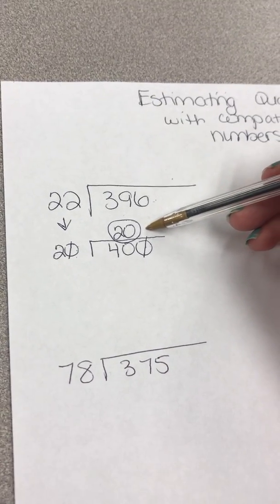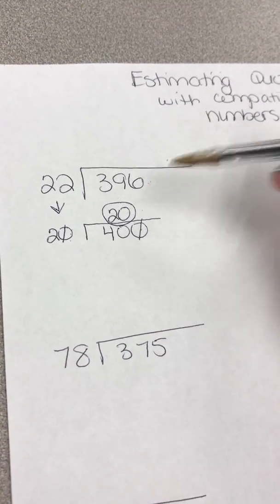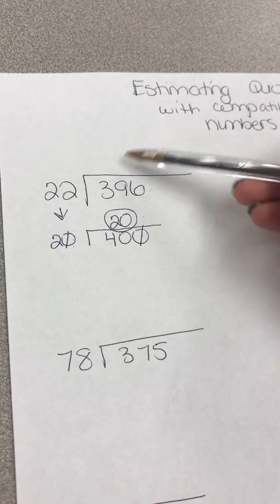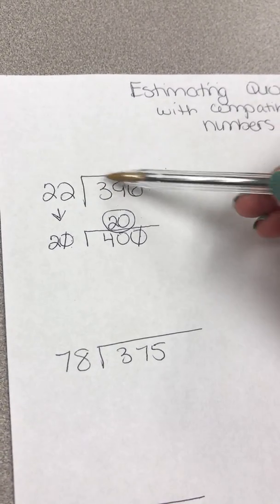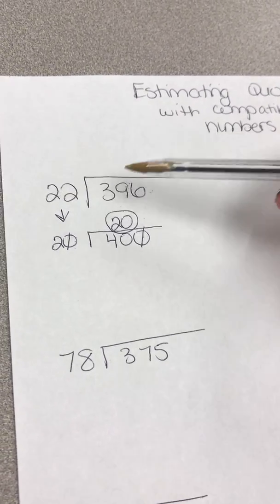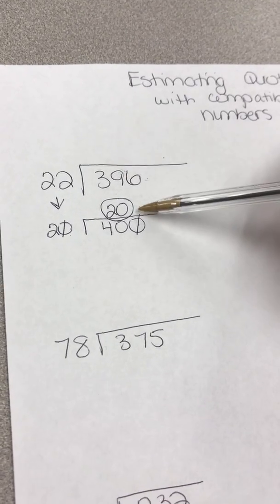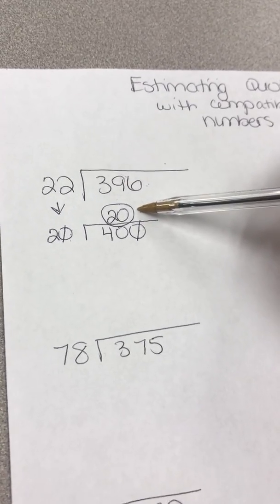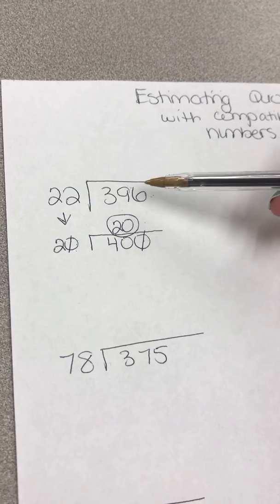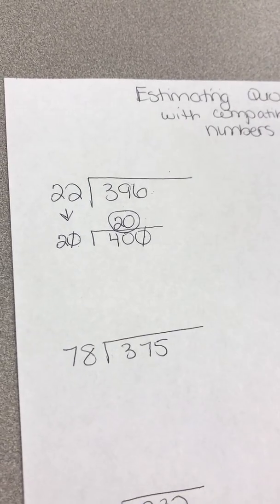And estimates allow us to determine reasonableness for our exact answers. So if I now were going to do 396 divided by 22, I know that my answer should be near 20. If it's not, then it allows me to know I need to go back and check my work.